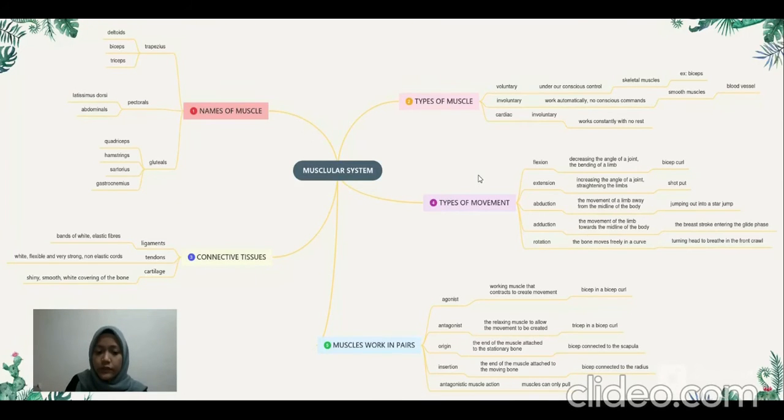Last but not least, we have muscles work in pairs, which is 5-2. First, agonist, the working muscle that contracts to create a movement. Second, antagonist, the relaxing muscle that allows the movement to be created. Third, origin, the end of a muscle attached to the stationary bone. Fourth, insertion, which is the end of a muscle attached to the moving bone. And last, antagonistic muscle action, which is that muscle can only pull.